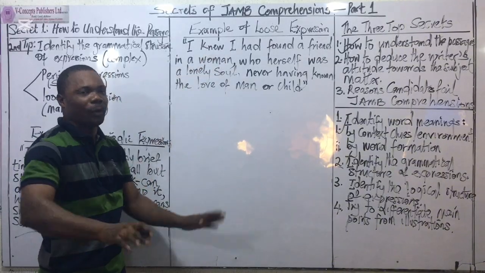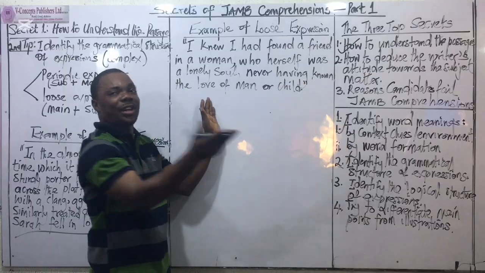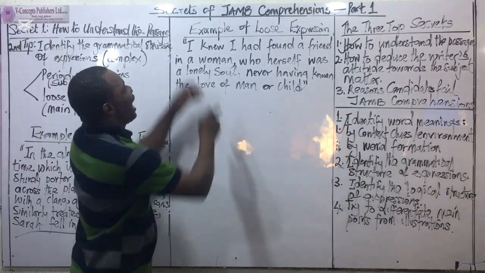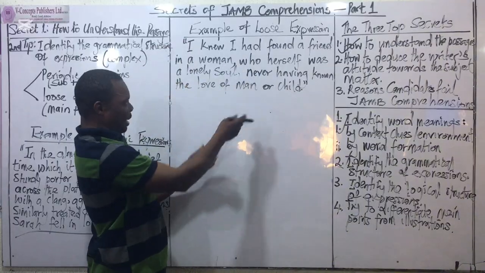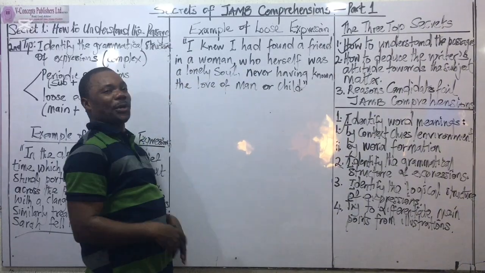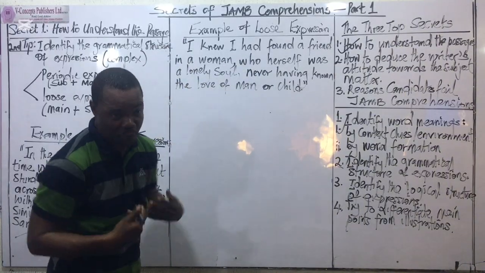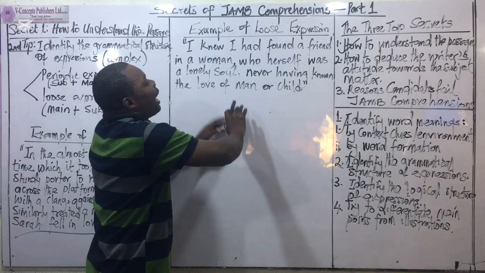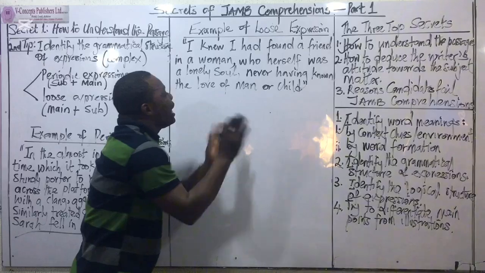A woman, simple. So the other elements that follow in the sentence are illustrations. They are what? Irrelevant. So to say, I knew I had found a friend in a woman who herself was a lonely soul. That one does not concern us again. You have found a friend. This friend I have found has never known the love of any man before in her life.